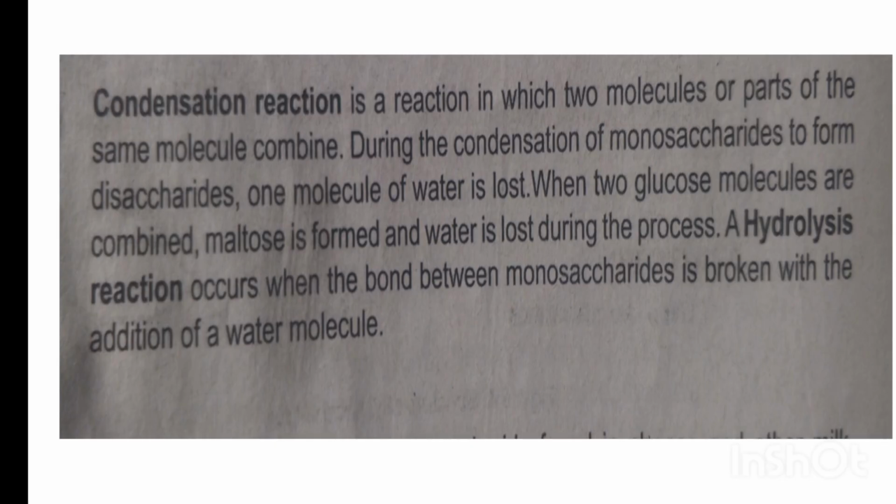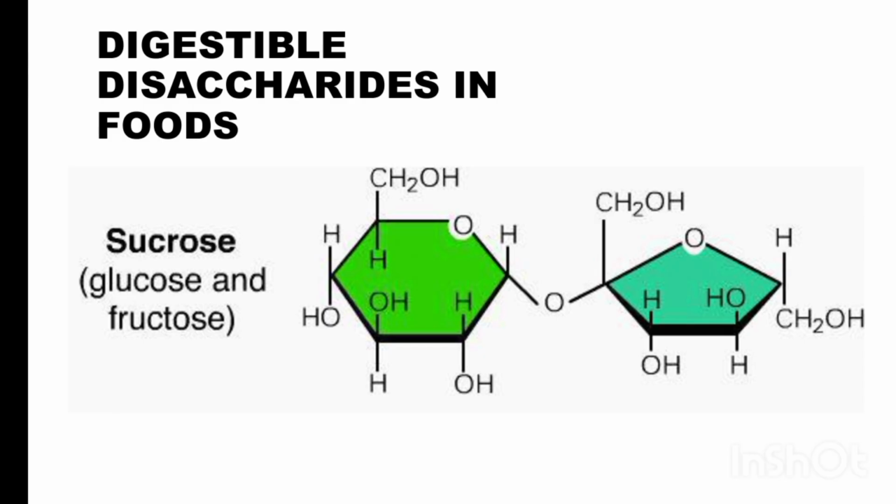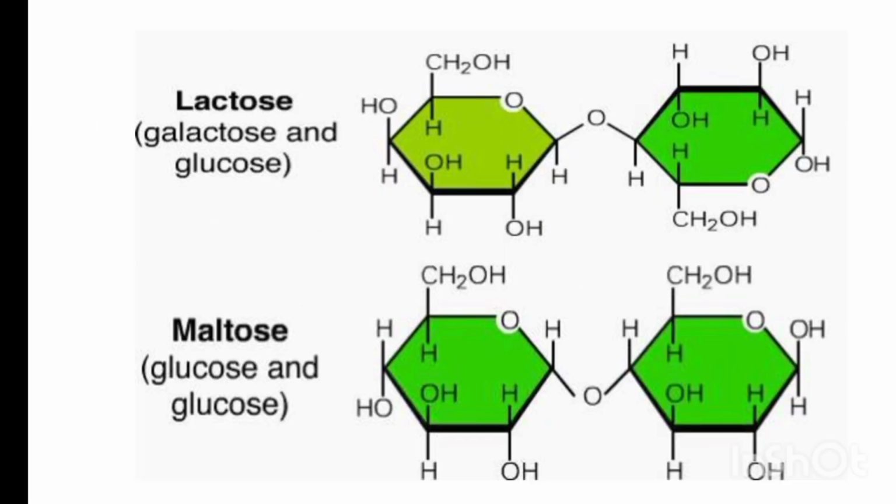A hydrolysis reaction occurs when the bond between monosaccharides is broken with the addition of a water molecule. So these are the digestible disaccharides found in foods, mainly sucrose, which is composed of glucose and fructose, lactose, which is composed of galactose and glucose, and maltose, which is composed of glucose and glucose.